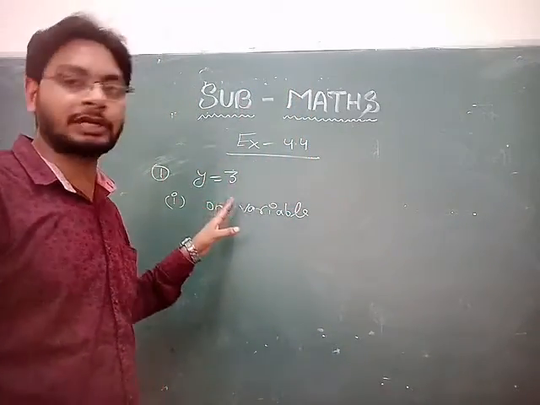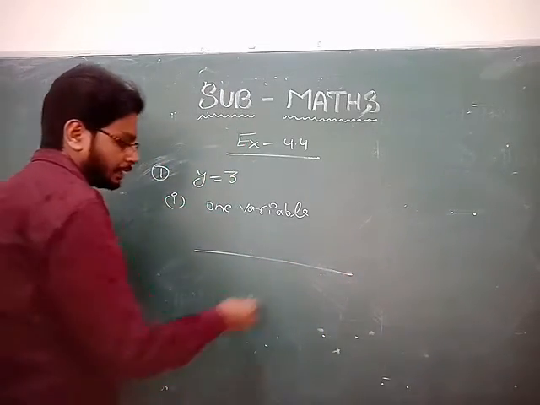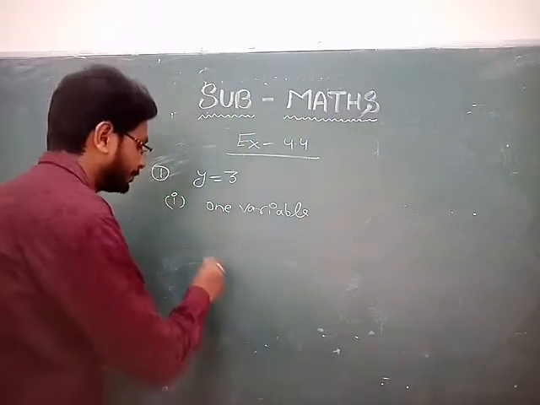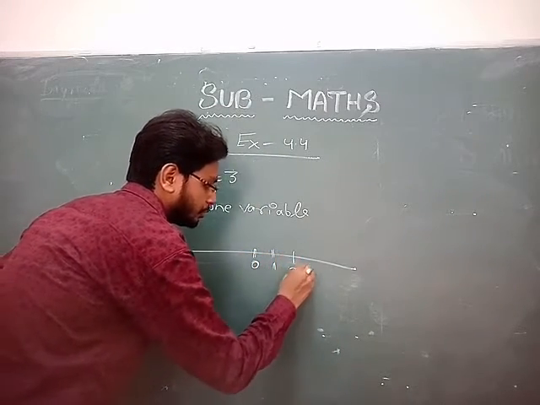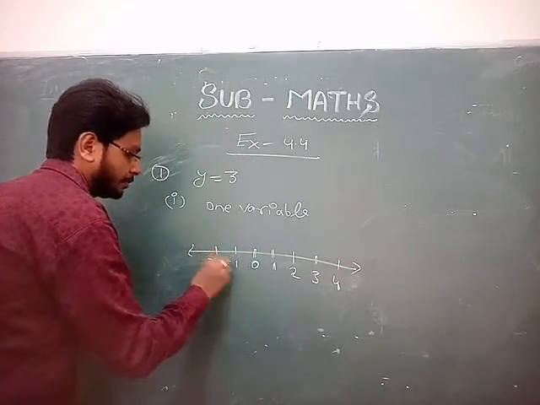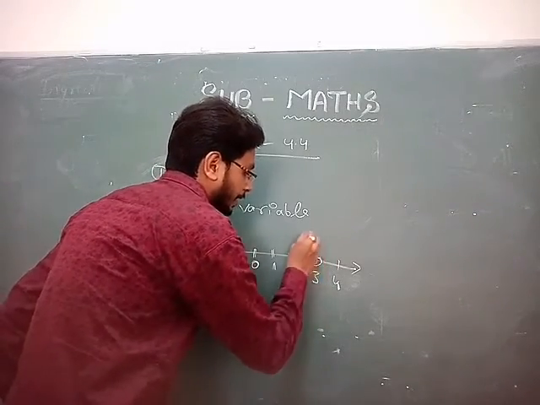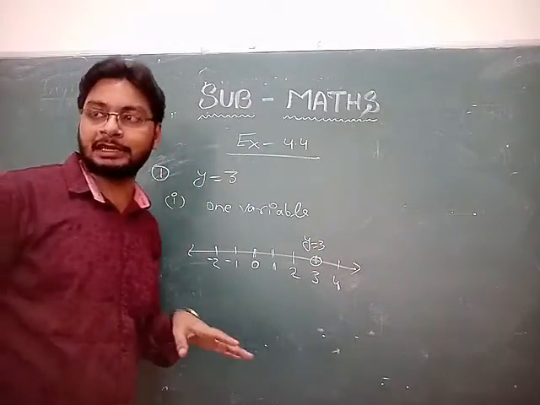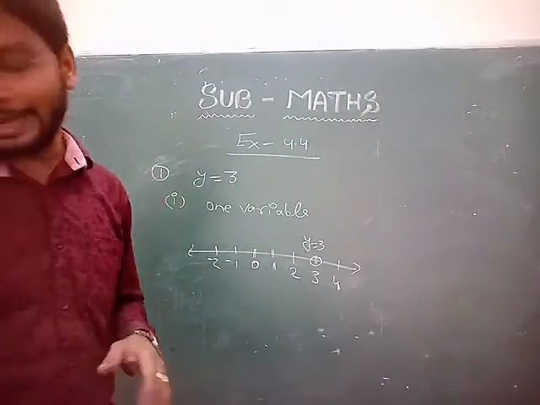नंबर लाइन पे आप सभी डिनोट कर सकते हैं y is equal to 3 को. कैसे? How? Yes, you will draw a line, a straight line means number line, such like this, and 0, 1, 2, 3, 4, and these numbers are -1, -2. So where y is equal to 3? That is y is equal to 3. That is your first answer. Is it clear? Okay.